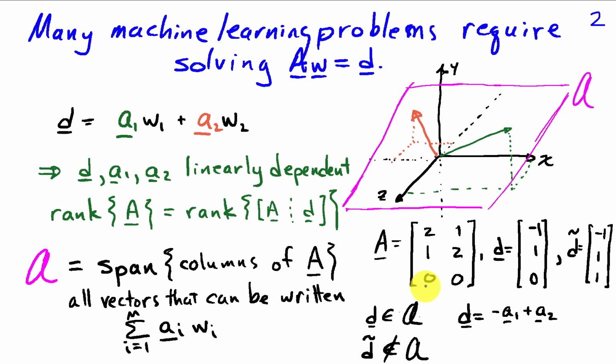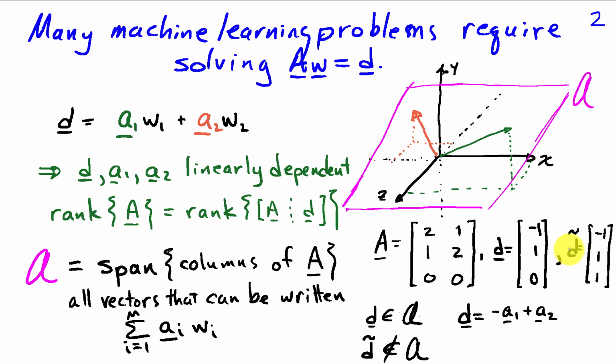Now in this case, the third row of A is exactly 0, so if I were to draw a picture for these two, the span of these columns would be the xy plane, because the z component is always going to be 0. So if I look at D, and I choose D to be -1, 1, 0, well, that D lies in the span of these vectors given by the columns of A, because I can write D as negative A1 plus A2. You can check that out. Negative 2 plus 1 is negative 1. Negative 1 plus 2 is 1, and 0 plus 0 is 0.